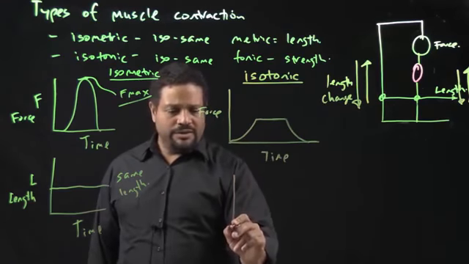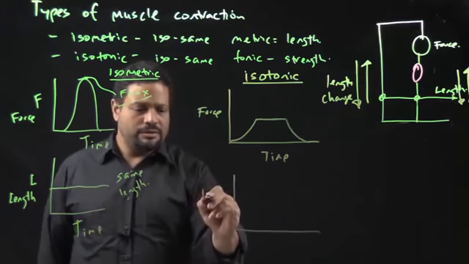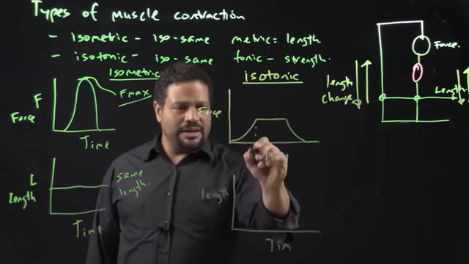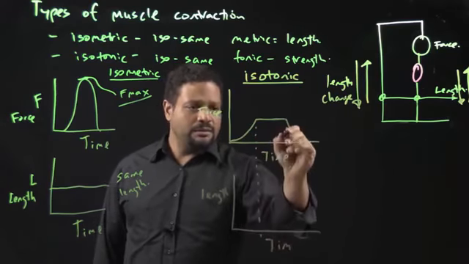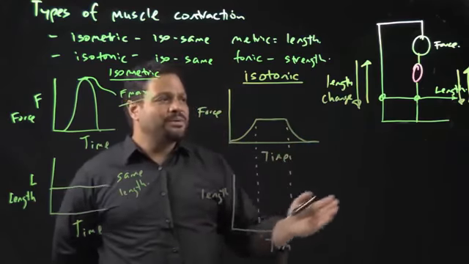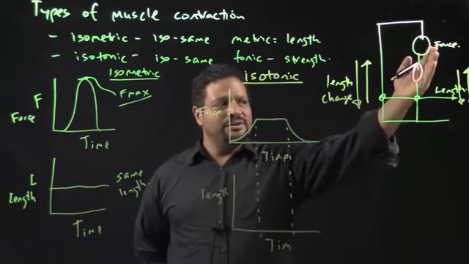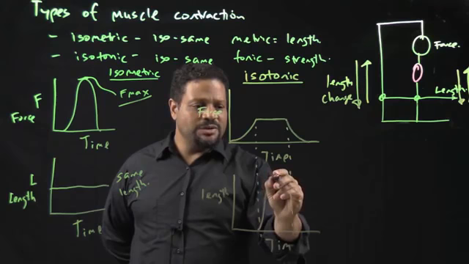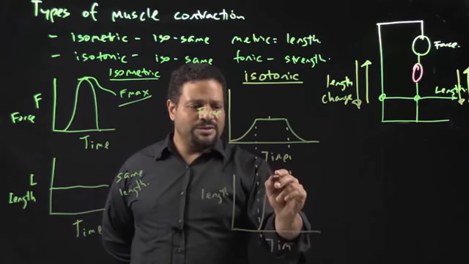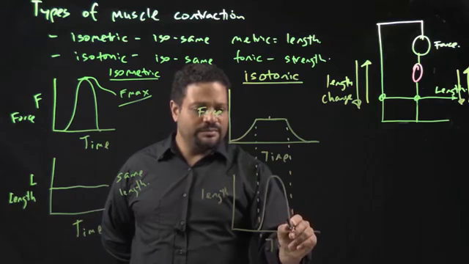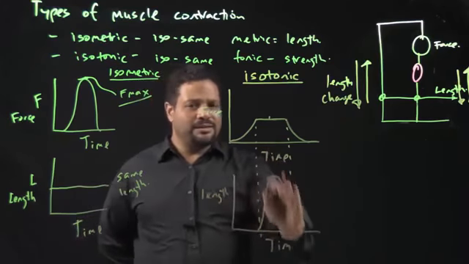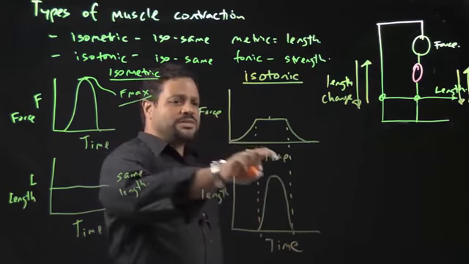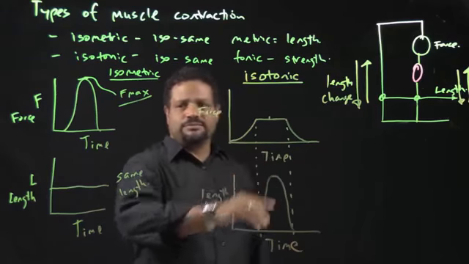What will the length look like? So here's length versus time. Let's just draw little lines here so that everything will be to scale. When the muscle starts to shorten, this lever will go up and you'll register movement going up. Then the muscle will reach its apex here and then it will start to relax and go back to the original position. So this is how the length will change. So this is length versus time and force versus time for isotonic contraction.